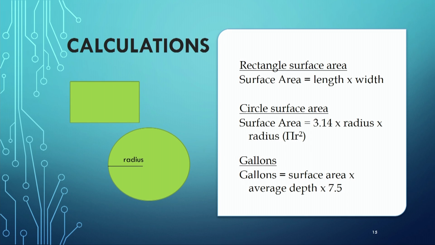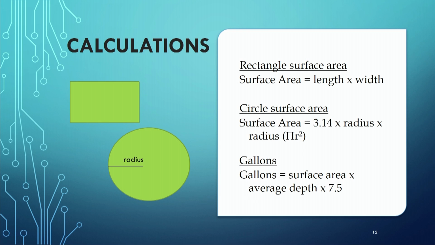So the first tip is to calculate the surface area when trying to find the total volume of your pool. As you can see presented on the slide, it shows you how. For example, for this rectangle, you take your surface area, which is length times width. However, if it's a circular pool, or any type of water surface that's circular, you would take the circle surface area, which is 3.14 times the radius squared.